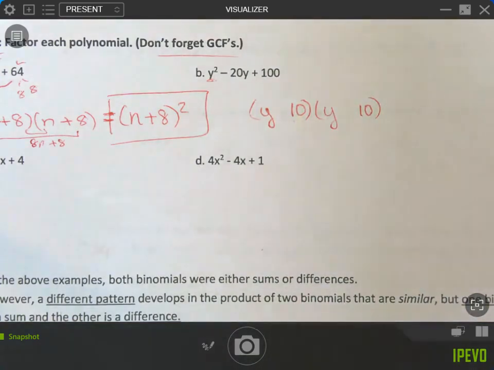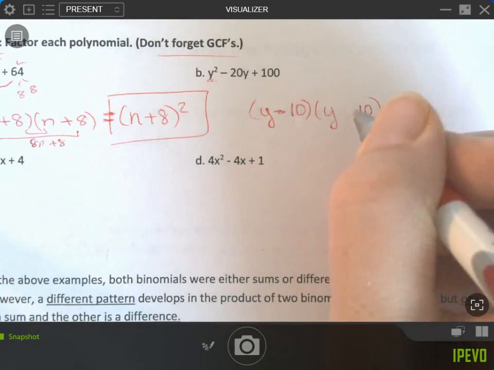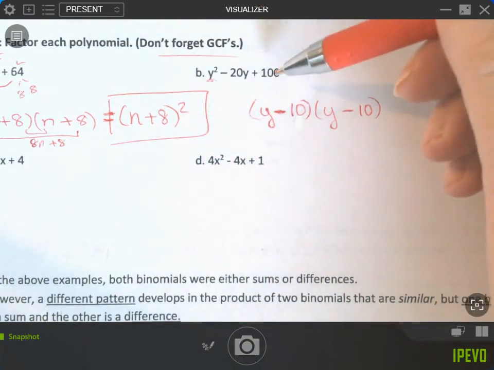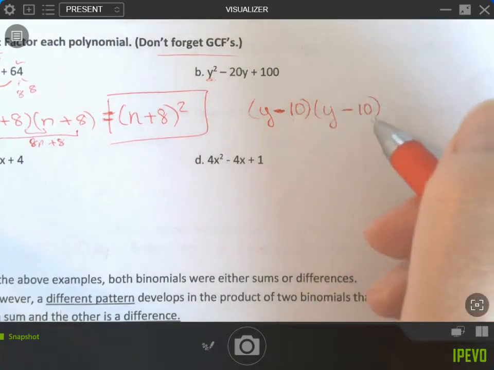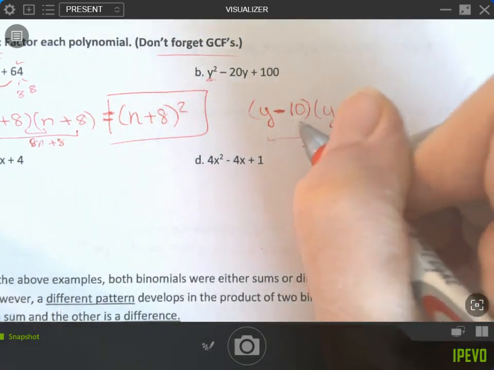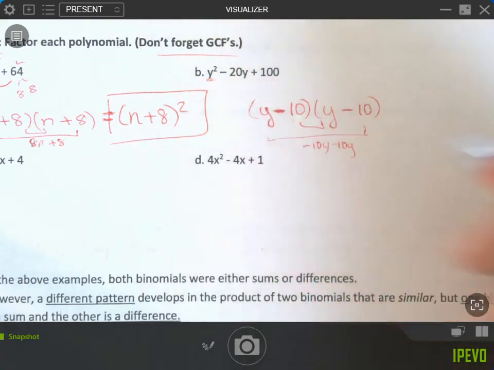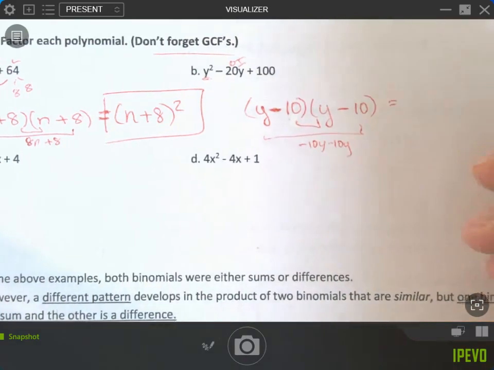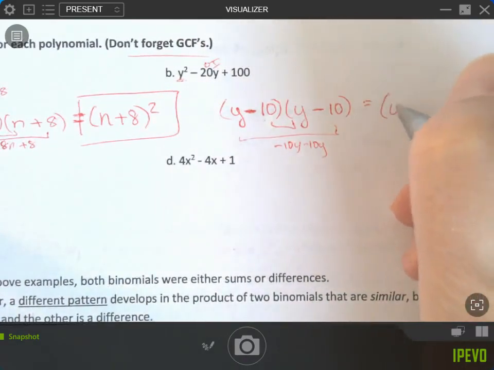Okay, what kind of signs do we want? 2 negatives. You always have to have the same sign. A perfect square always has to have that plus sign here. Okay, negative 10 times negative 10 is 100. My outside, negative 10y. My inside, negative 10y. So this is the same thing we've been doing. The difference is I don't have to work as hard if they're a perfect square. Y minus 10 quantity squared.